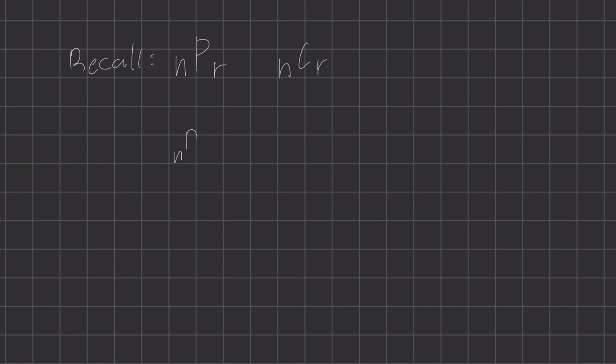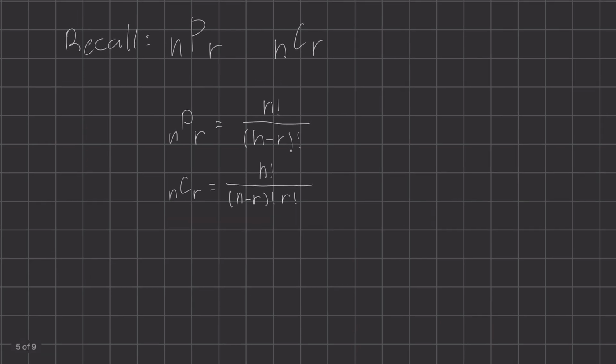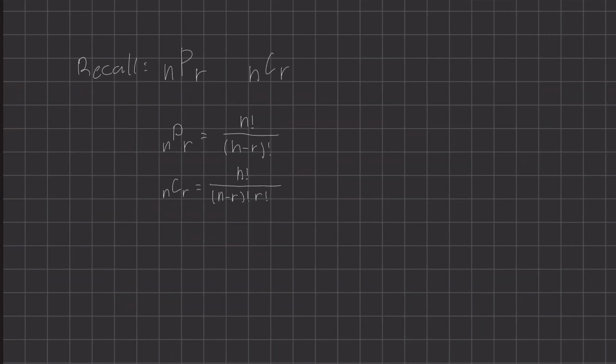The permutation formula is equal to n factorial over n minus r factorial. That is the permutation formula, and the combination formula is just that, but divided by r factorial, which is going to be n factorial all over n minus r factorial times r factorial. Those are the two formulas you're going to need for these 5 questions.